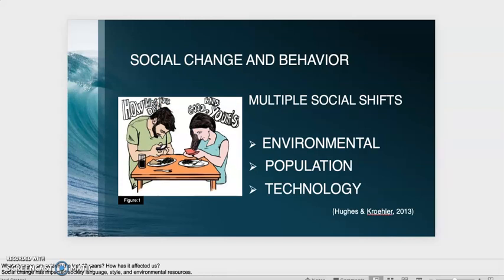What changes are evident in the last 10 years? How has it affected us? Social change has impacted society's language, style, and environmental resources. Online dating, same-sex marriages, and online education are new normals. Multiple shifts occur in our physical environment recently, resulting in increased natural disasters, sea level rising, and substantial damage to livable coastline, causing significant concerns.